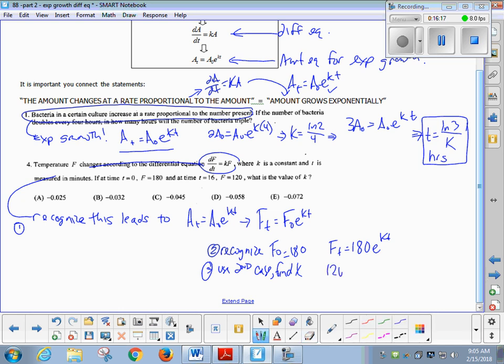Is this exponential growth or decay? If it's decay, what do you know about k? Negative.